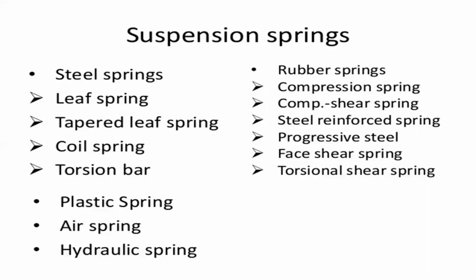In the next class, we will discuss in detail this suspension system: what is the rigid axle suspension system, what are the different types of springs used in automobile vehicles, and also what are the different types of suspension systems used in automobile vehicles. These topics we will discuss in detail in further classes.